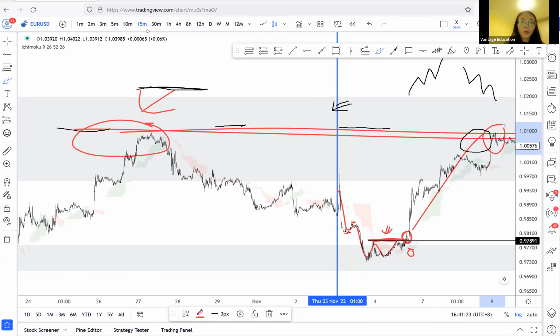We looked at that on Euro Dollar, the example where price drove into the supply region once, and then we saw that rejection, failed to form a new low, and it pushed higher again.